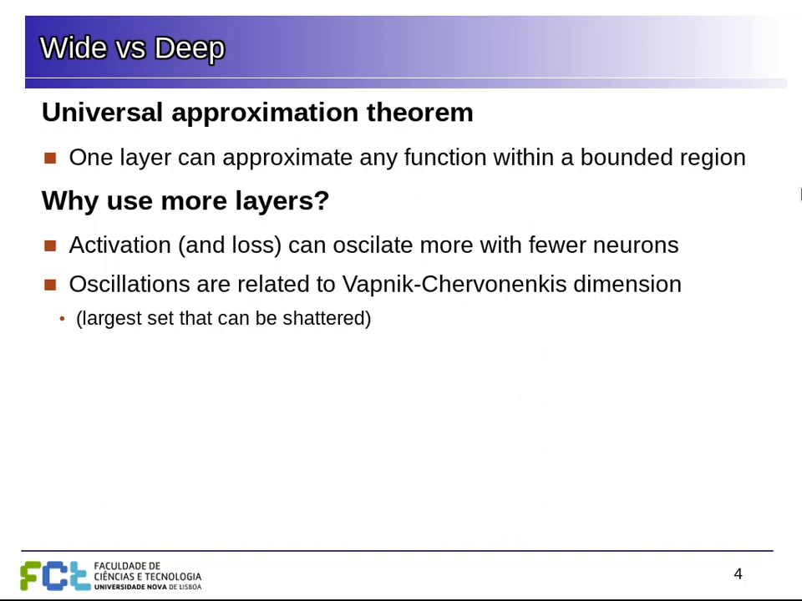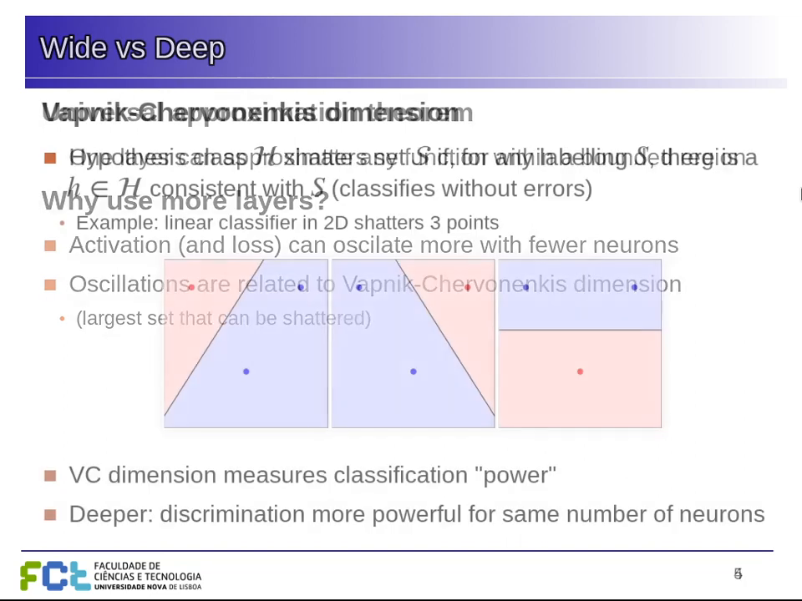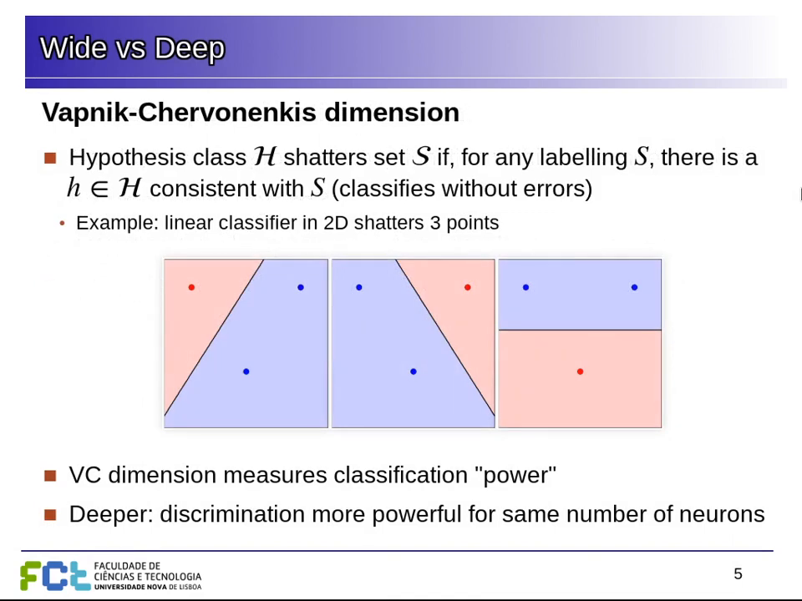And the oscillations are important because they are related to the Vapnik-Chervonenkis dimension, which we saw last semester, which gives us a measure of the power of a classifier. So basically, if we have a hypothesis class, this is where we are going to select our discriminants, and we can say that it shatters a set S if it can correctly classify all the elements of S independently of the labels we put on them.